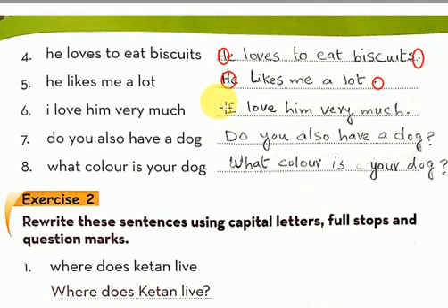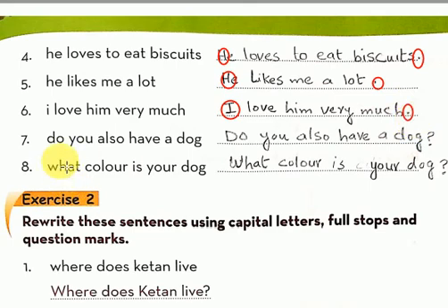Option number 6: I love him very much. Now, as I told you earlier, the word I in English is always capital, so you have to write capital I. And the second reason, it's also the first word of the sentence. So you have to write I capital here. I love him very much, and you have to put a full stop at the end.